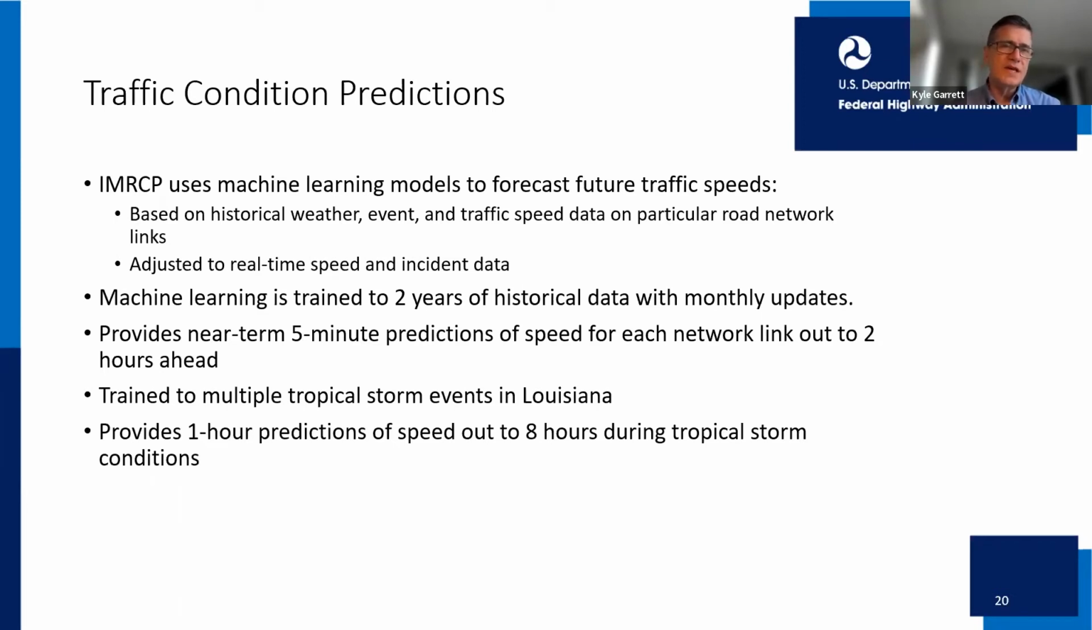In the case of Louisiana, we then further trained the models to tropical storm events. That gives us 1 hour predictions of speed out to about 8 hours ahead during tropical storm conditions. Next slide.